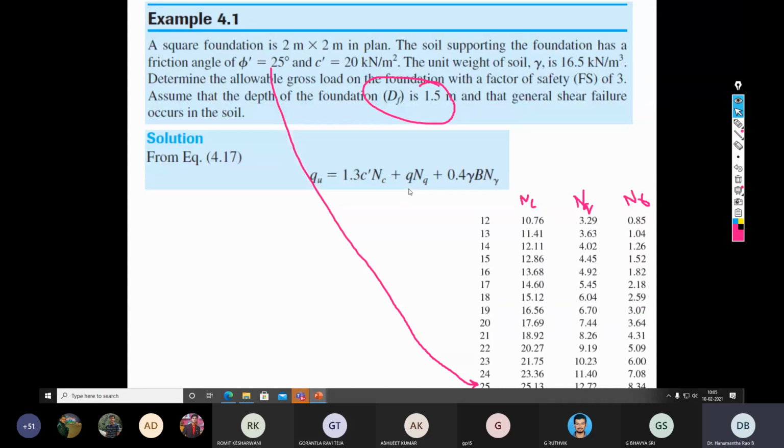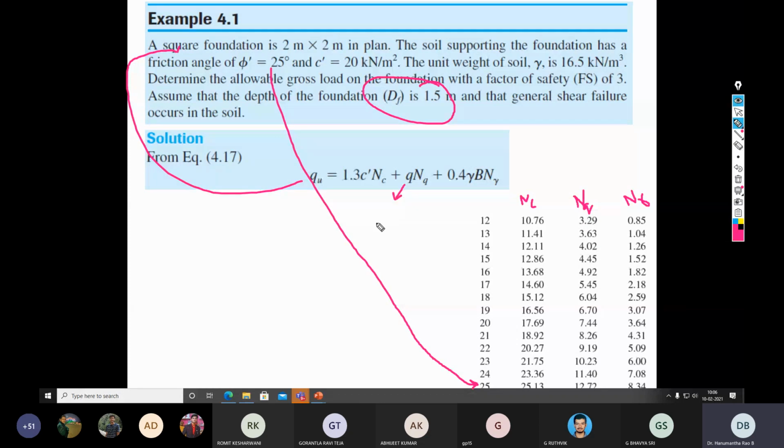Okay. So let me show you the answer. This is the equation. This is Terzaghi's equation, valid only for the square footing. It is 1.3 c Nc plus q Nq plus 0.4 gamma B N gamma. Usually the general equation is c Nc plus q Nq plus half gamma B N gamma. But the same equation was modified to be valid for the square foundation as 1.3 c Nc plus q Nq.